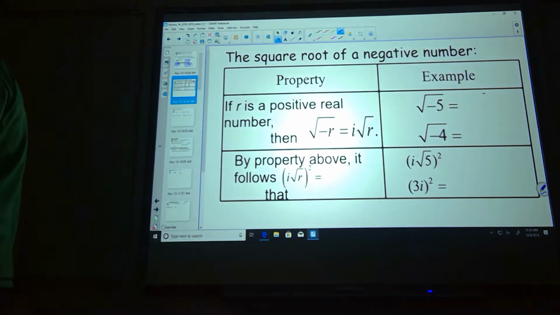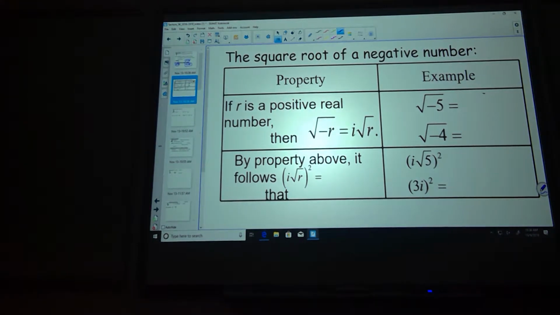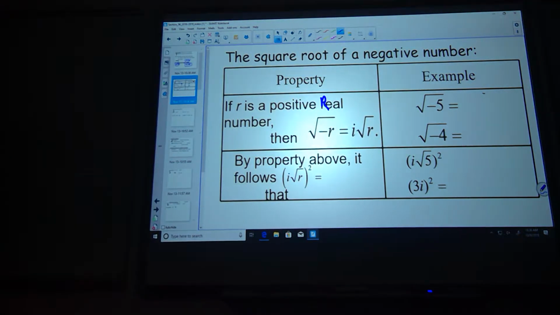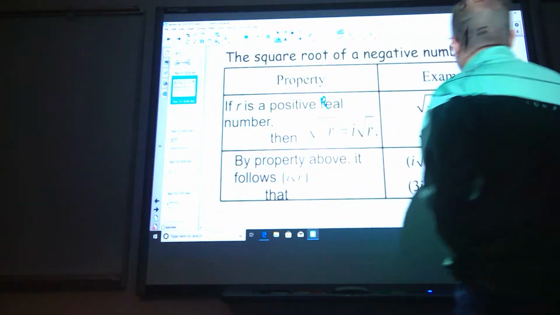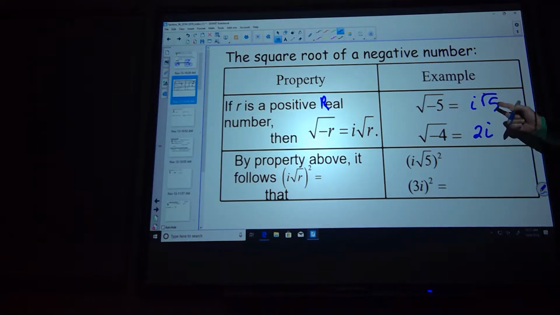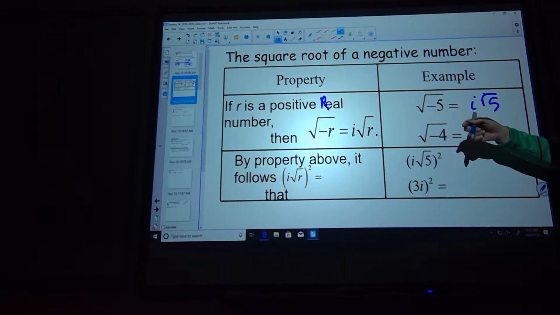All right, I know that you don't have this table, so if you would, copy this down. Okay, so if R is a positive real number, and we should make that a capital R because that's the proper name for it, then the square root of negative R is equal to i root R. So this would be i root 5, and this would be 2i. The reason that's i root 5 is because I don't know what the square root of 5 is. It's 2 point something. But the square root of 4 is 2, but I have this negative under there. Okay?